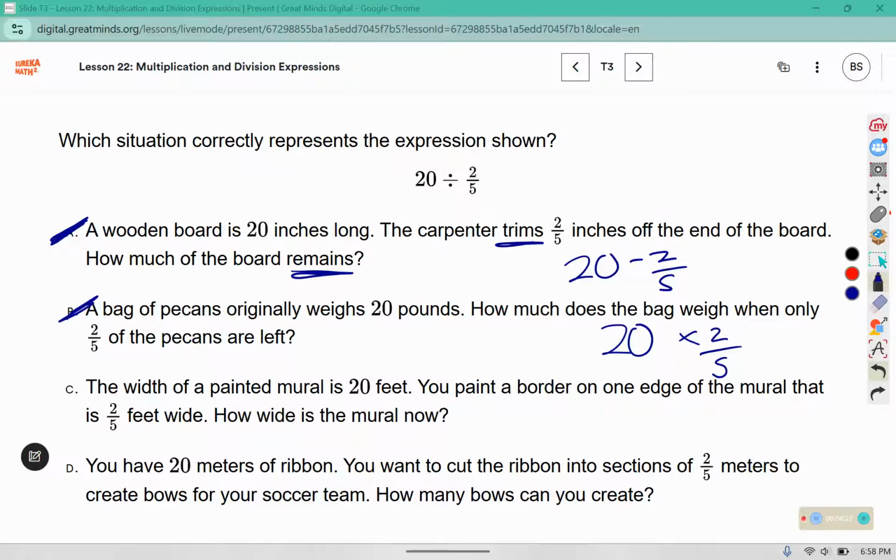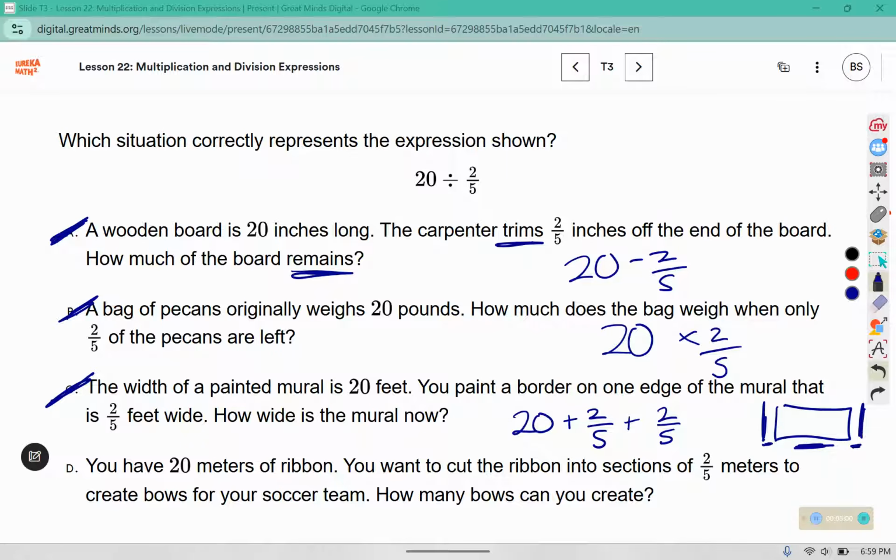The width of a painted mural is 20 feet. You paint a border on one edge of the mural that is 2/5 feet wide. How wide is the mural now? So if it was 20, we would add 2/5 to one end and 2/5 to the other end. Like, for example, we would put a border of 2/5 here and a piece that's 2/5 here in addition to the 20 that's already there. So this isn't quite it either.